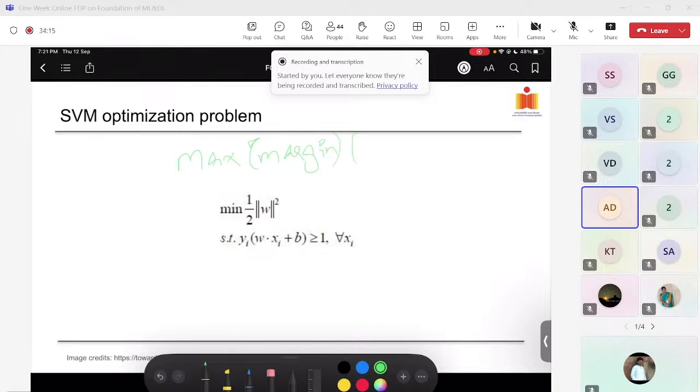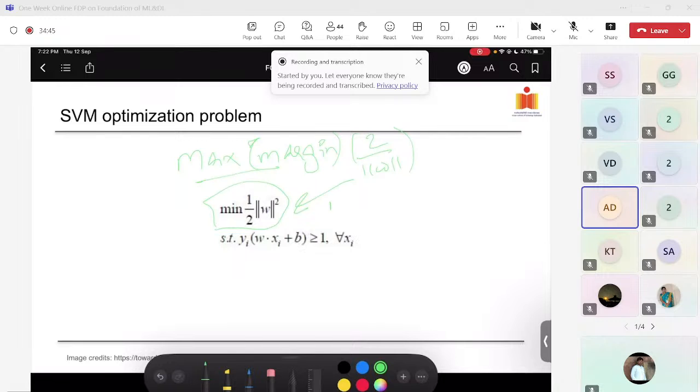What is my margin? My margin was 2 divided by the magnitude of weights. Now, max of something which is in the denominator, if you reverse it, it will become the minimum of that particular weight magnitude in the numerator. So it's a simple max-min combination. Previously you wanted the maximum of margin. Now that particular value will become the minimum of this equation.